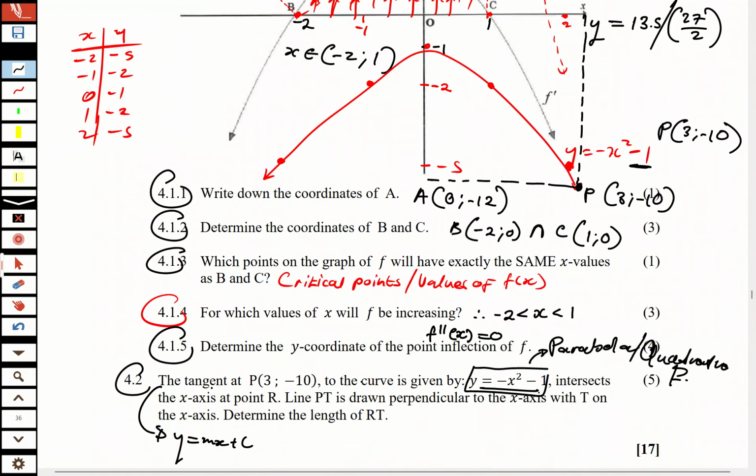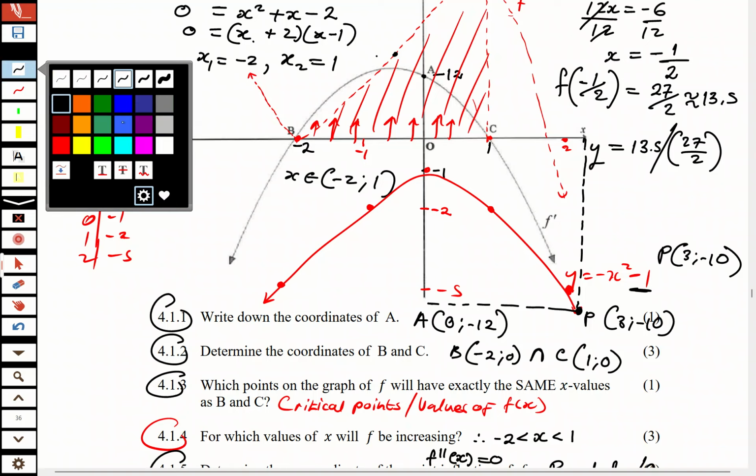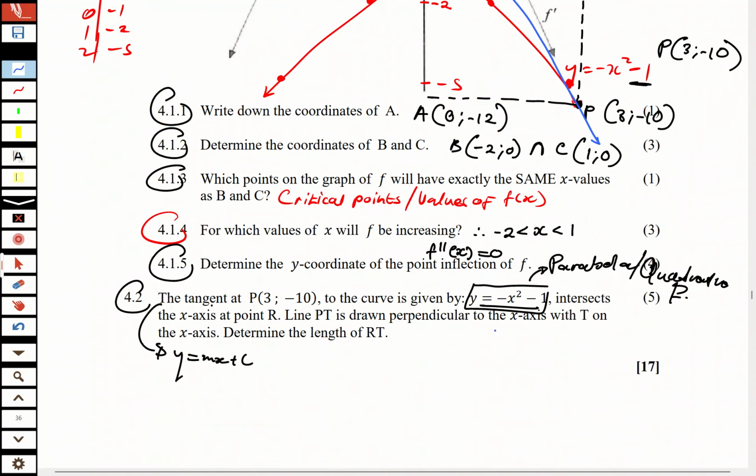And let's see where this tangent is heading. This tangent intersects the x-axis at point R. Okay. So let me use another color there. This is the tangent. We are going to have a tangent at point P, and then it's going to cut at R. So it means it cuts the x-axis at R.